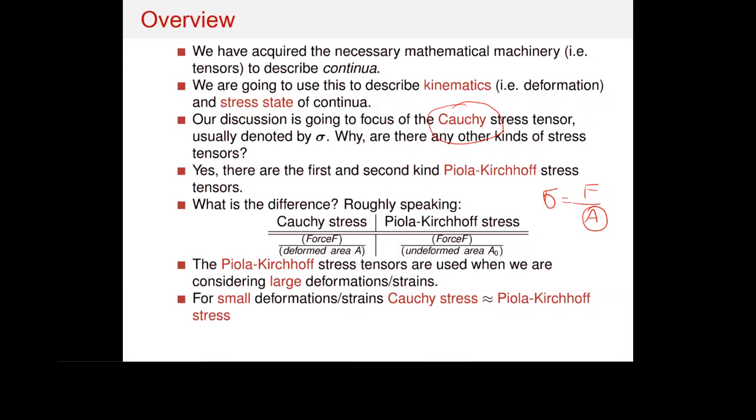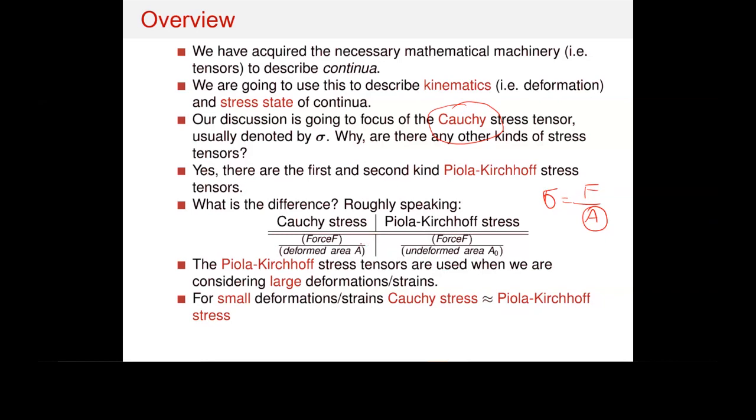This is the major difference between the majority of the stress tensors. It is mainly how you consider the reference frame. For the Euler-Kirchhoff, you divide by the undeformed area. For Cauchy, you divide by the deformed area. So this is basically the big difference.